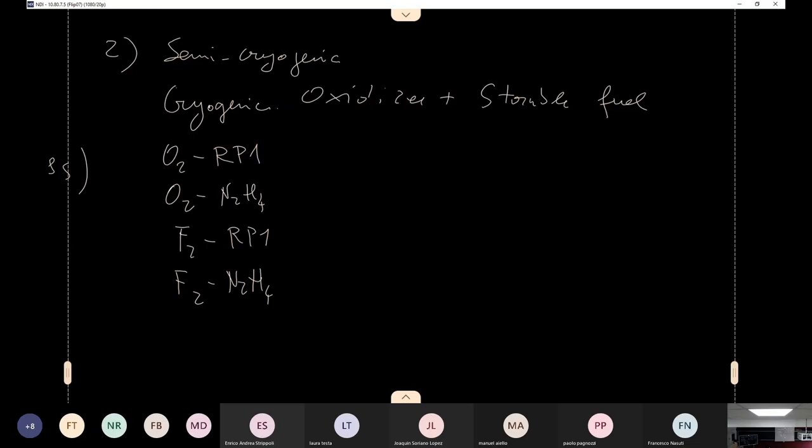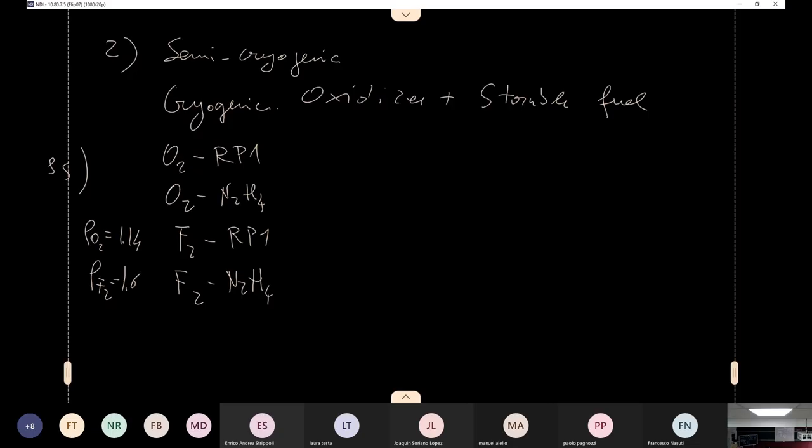So recall that densities are for O2 1.14, and for F2 we have 1.6 more or less. So let's see the performance that you can expect for these combinations. And keep in mind that the former ones are solvable combinations. And you see that they are not much different.